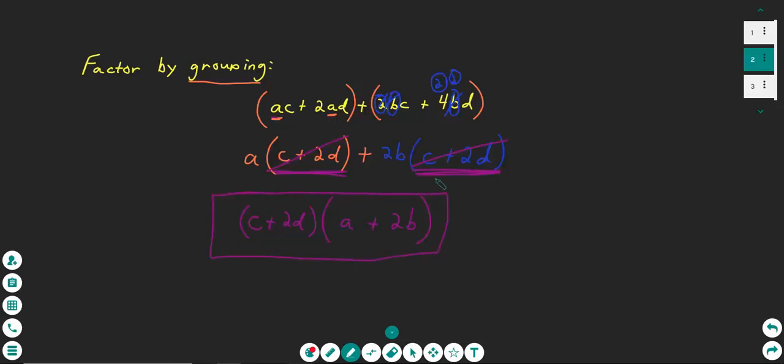Excellent. So hopefully this makes sense. It is pretty straightforward. And again, these problems are contrived to make it pretty easy for you. But that's as far as we need to really go today.